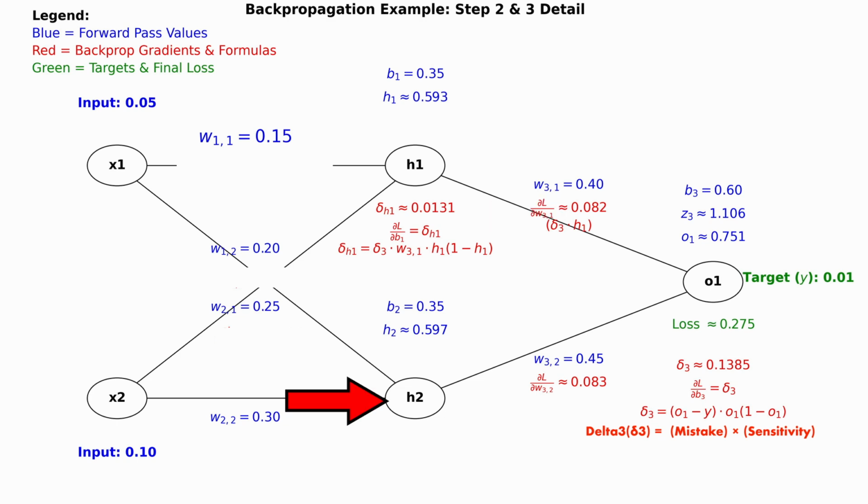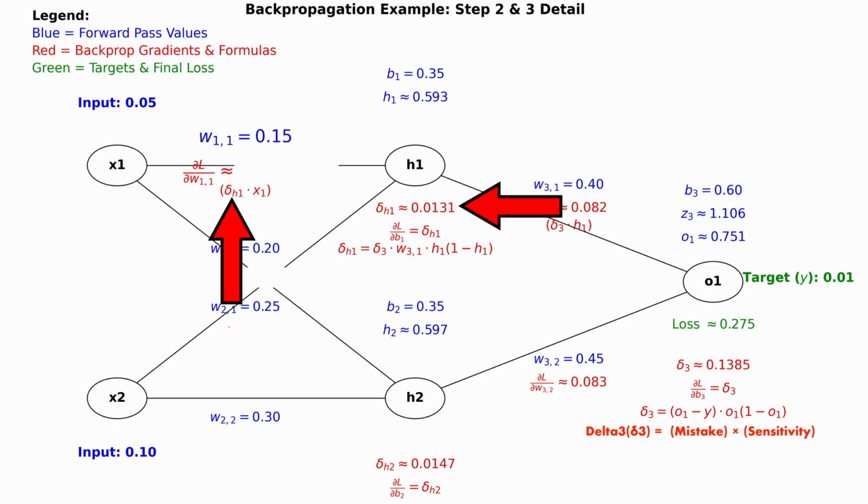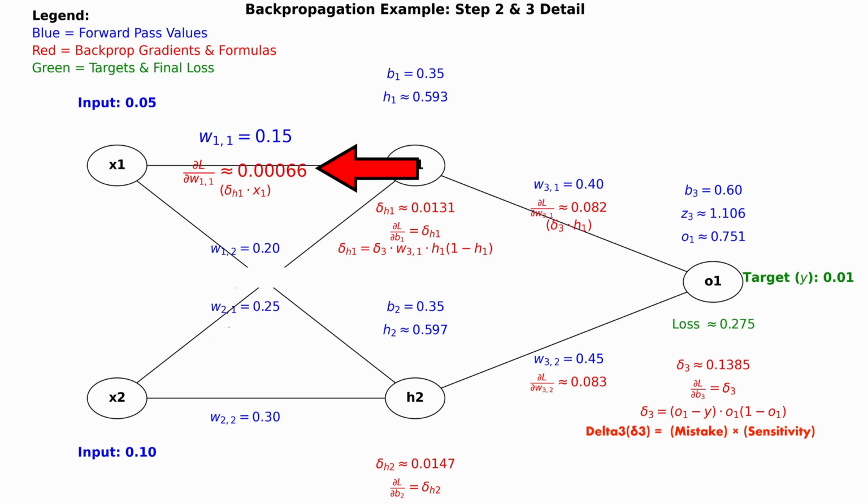We do the same for H2. We take the output error, pull it back across its weight, 0.45, and multiply by its slope. This gives us 0.014. Now that we know the error for the hidden neurons, calculating the gradients for the very first layer of weights is easy. To find the gradient for weight 1,1, we take the error of the hidden neuron, 0.013, and multiply it by the input x1, which is 0.05. The result is a tiny number, 0.0006. We repeat this for the other weights, and just like that, we have successfully calculated the gradients for every single weight in the network.